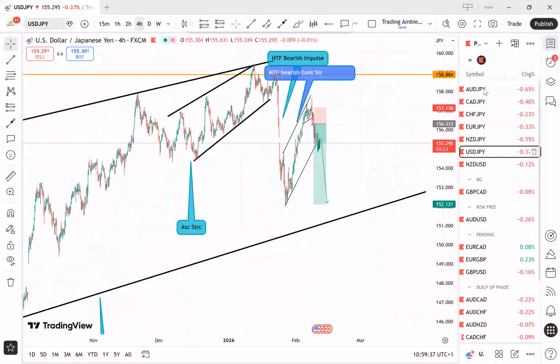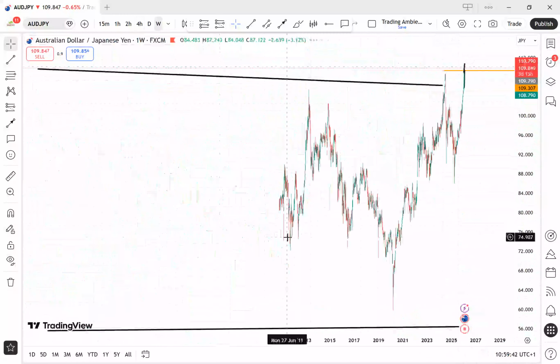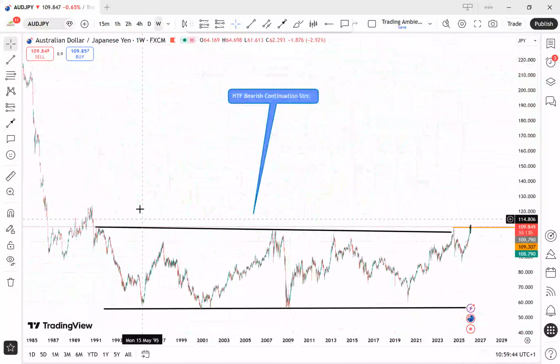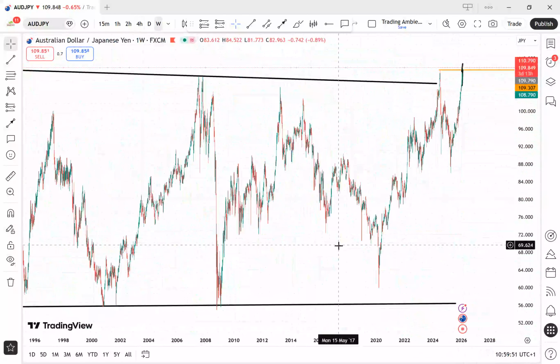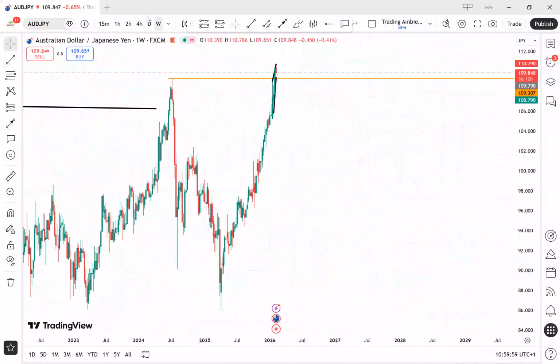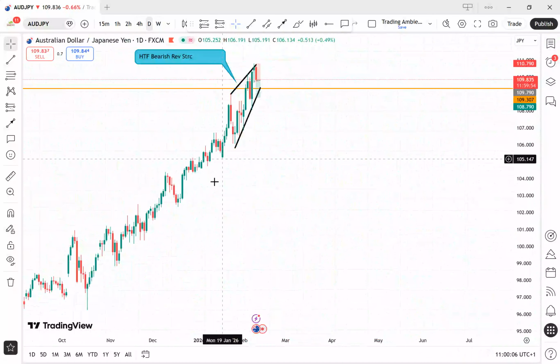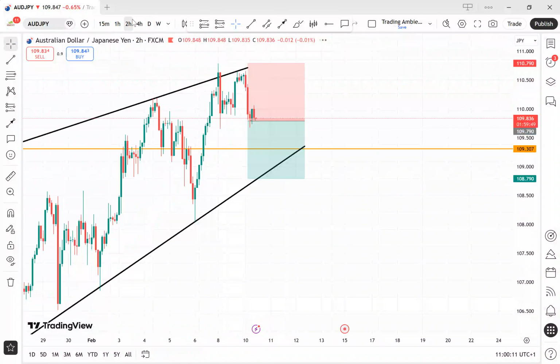So let's quickly check out AUD JPY as well. On AUD JPY on the higher time frame, you can see what we have here. We have a clean bearish impulse and a bearish continuation structure, and you can see the price has taken out this high before, dropped down aggressively, then started moving back to that high to test that high again. So approaching this high on the daily time frame, for me, this is a bullish impulse and this is a bearish reversal structure.